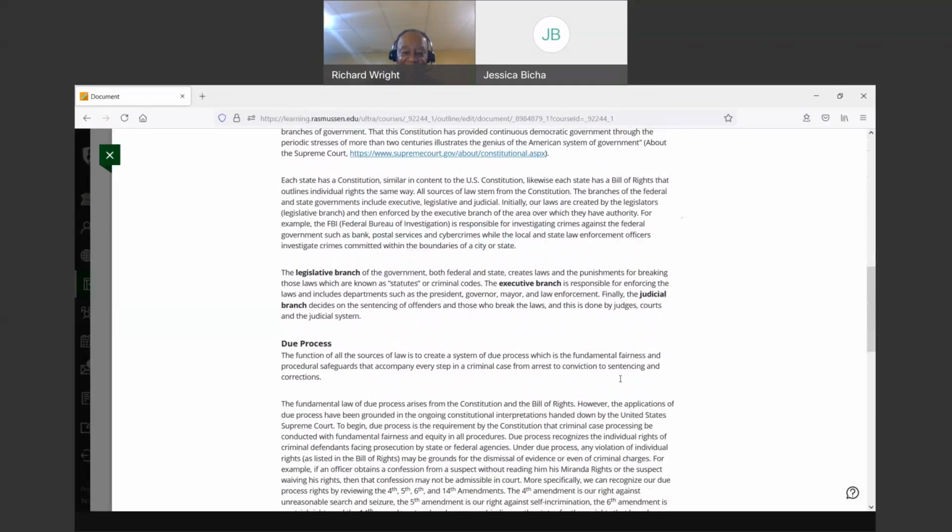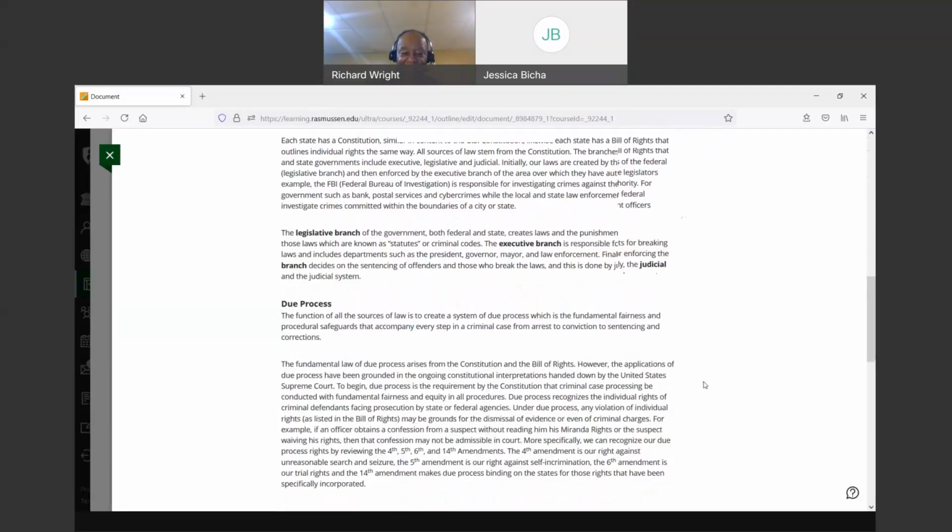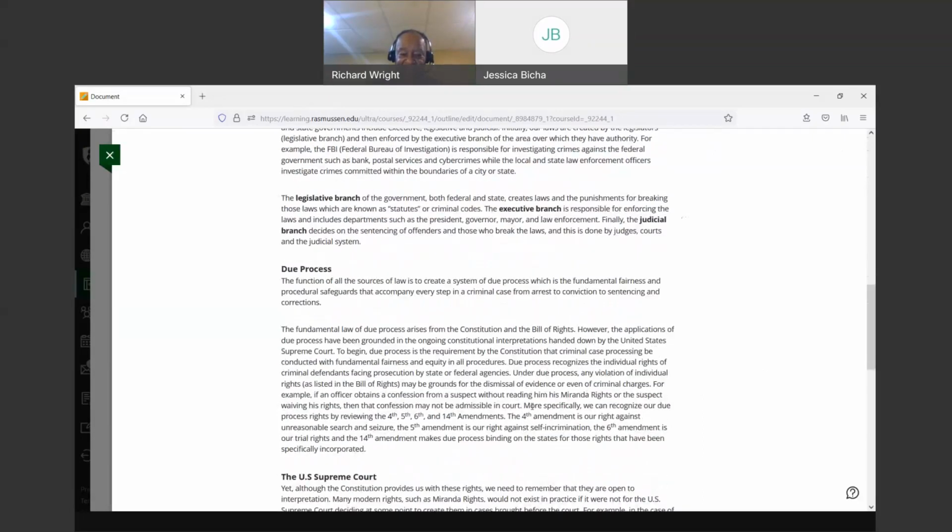And due process, I talked about that earlier, which is fairness and procedural safeguards so that individuals' constitutional rights are not violated. The Fourth Amendment, we talked about the Fifth. The Sixth Amendment is the right to counsel, Gideon versus Wainwright. The 14th Amendment is what applied the Fourth, Fifth, and other amendments to the states themselves.